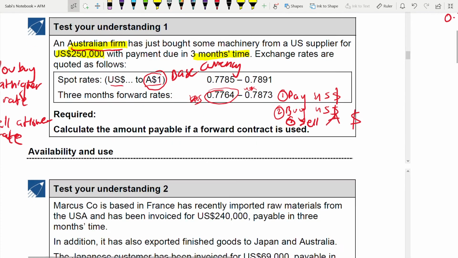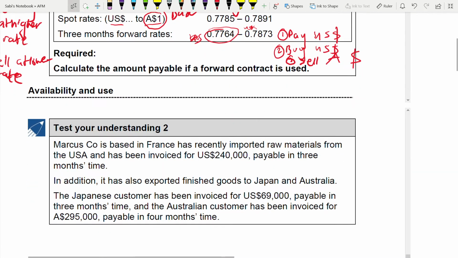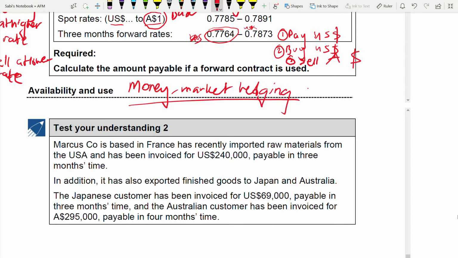Now we are moving towards our next topic, money market hedging. This is known as money market hedging. So we are over with forward. In money market hedging, what are we doing? In money market hedging, this is a question.